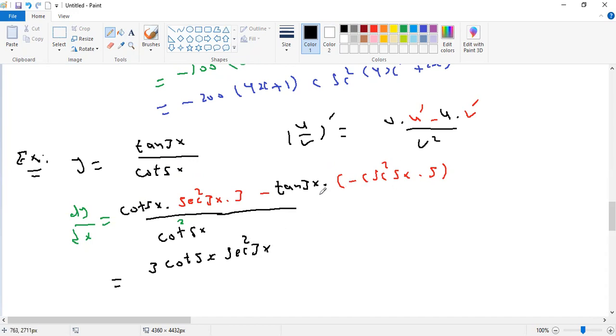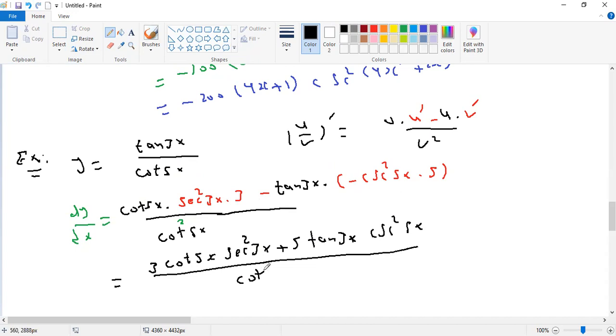And I have here negative 5, and here negative will be plus 5 tan 3x. This one, tan 3x cosecant squared 5x over cotan squared. This is not clear, let's write it in this way: this is one over cotan squared 5x. Okay, so this is the answer.